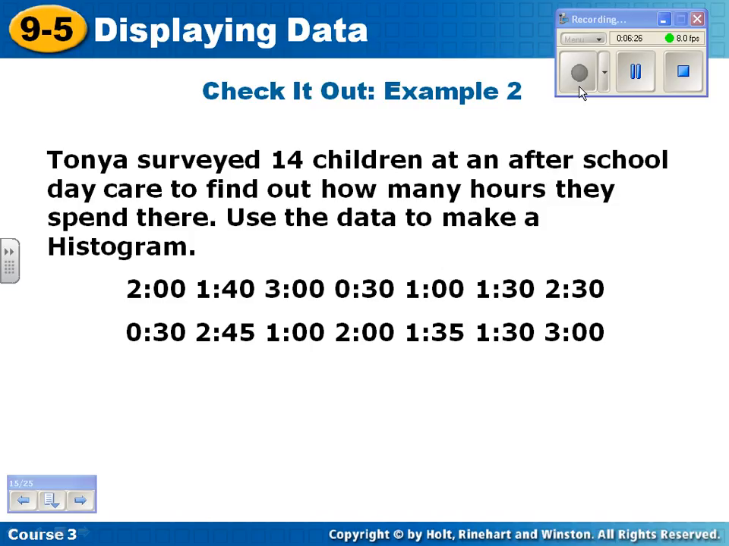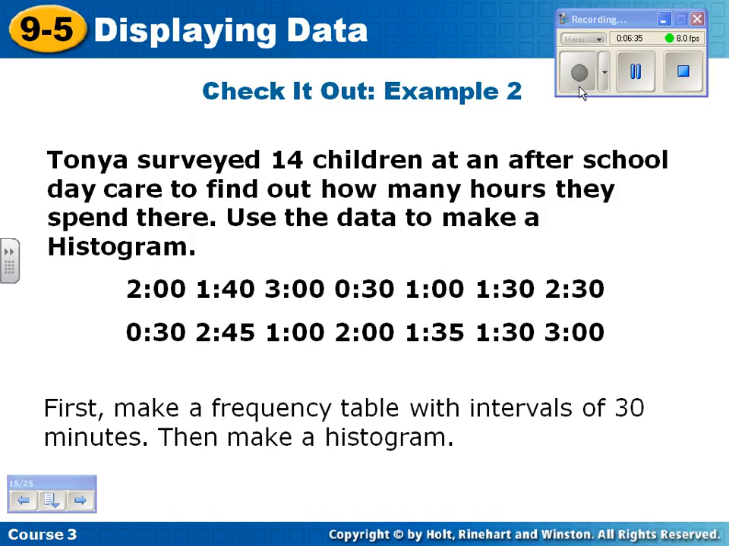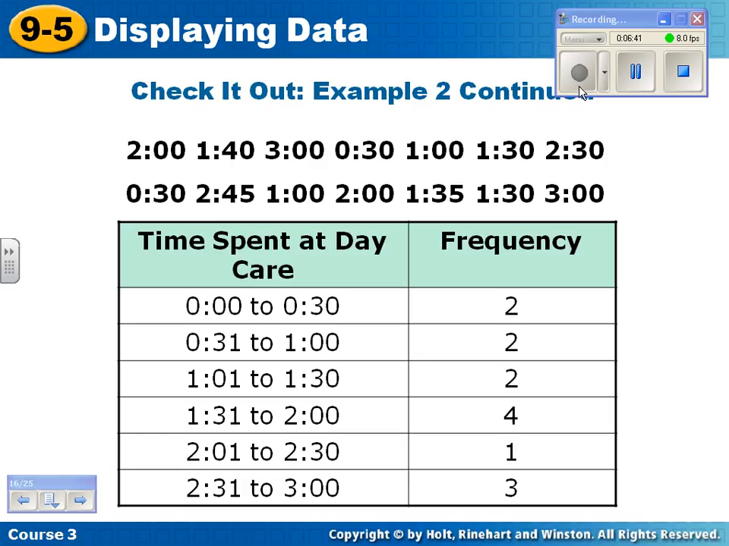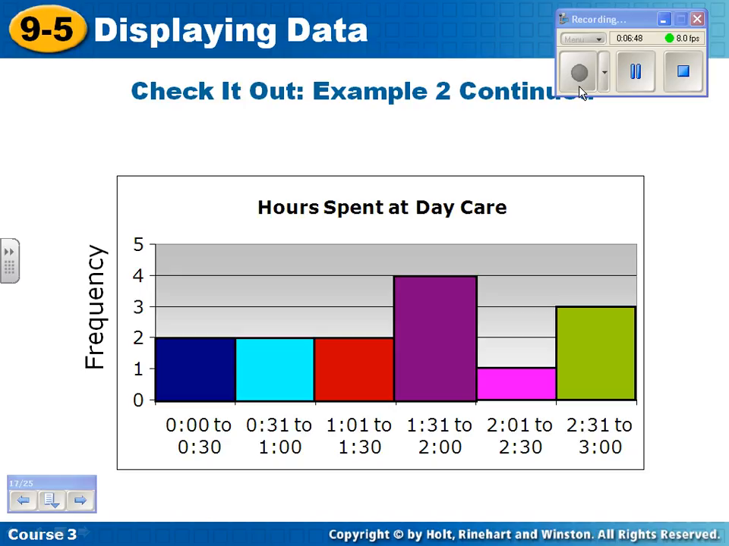Here's another example. Tanya surveyed 14 children at an after-school daycare to find out how many hours they spend there. So these are hours. We're going to make intervals of 30 minutes. So let's make our frequency table: how many times that time spent at the daycare occurred. Turn that into a histogram. Personally, I don't like this histogram. It's just too boring to me. But anyway, that's their example.